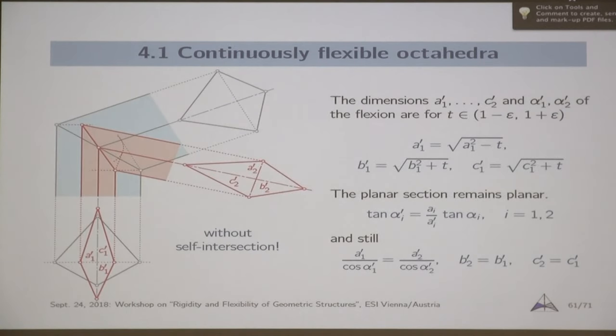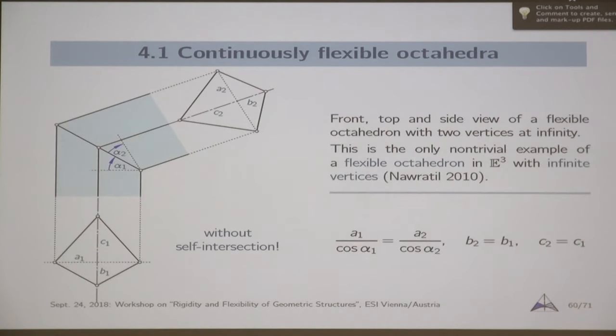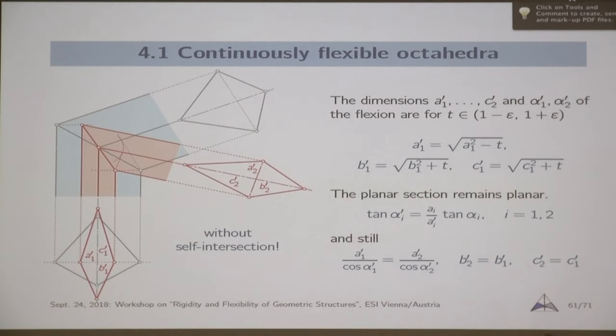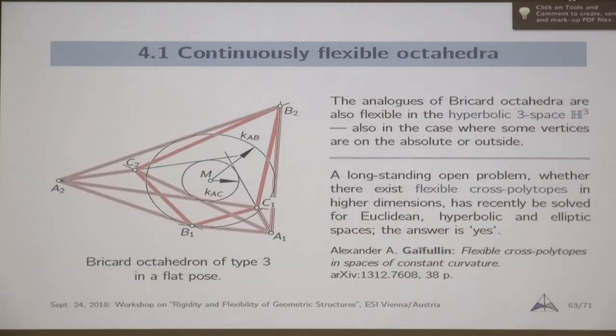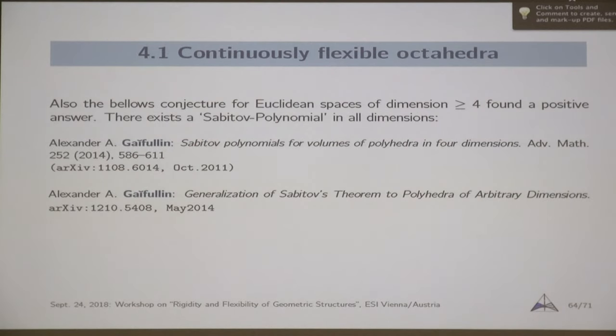Yeah, I want to mention that there is also a flexible octahedron or a double pyramid with 2 vertices at infinity. And this is the only flexible version with vertices at infinity. And due to Georg Navratil, it is flexible and it has no self-intersection. So this is an advantage, but on the other hand, the vertices are at infinity.